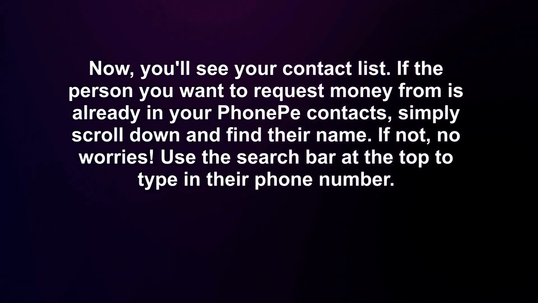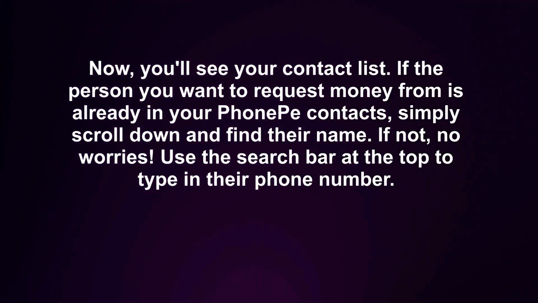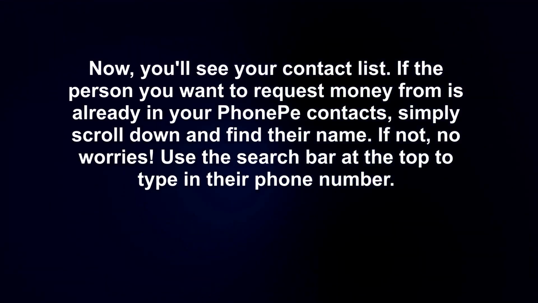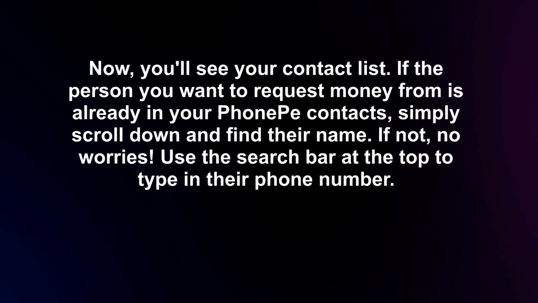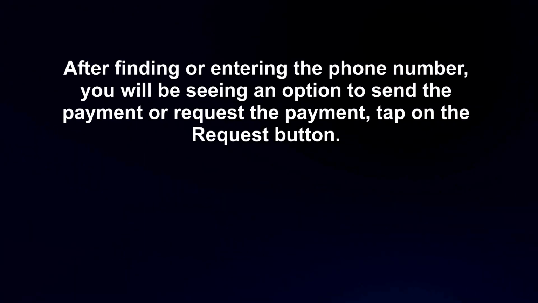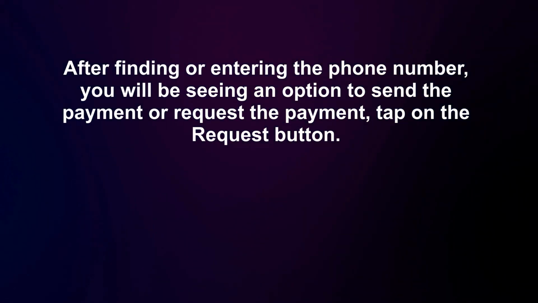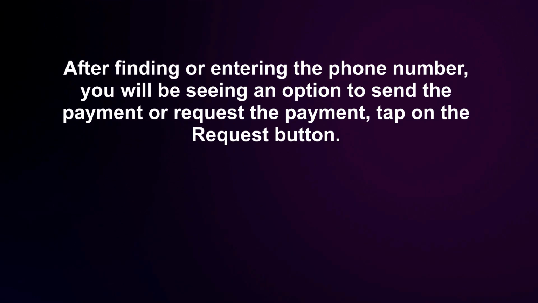If the person you want to request money from is already in your PhonePe contacts, simply scroll down and find their name. If not, no worries. Use the search bar at the top to type in their phone number. After finding or entering the phone number, you will see an option to send the payment or request the payment. Tap on the request button.